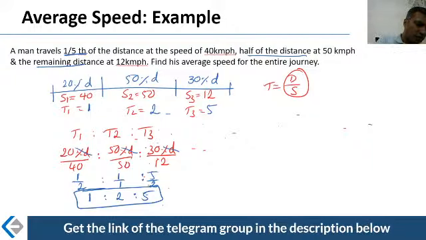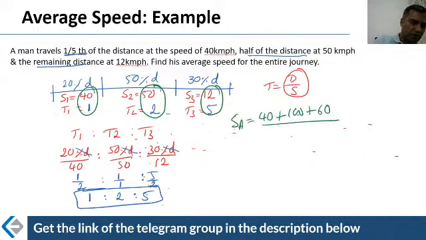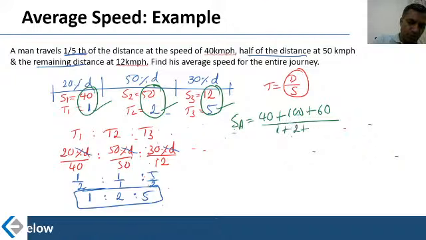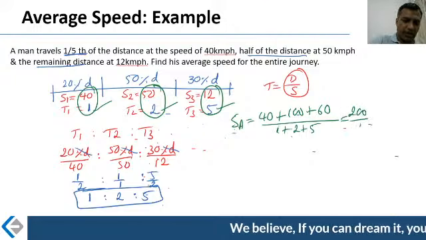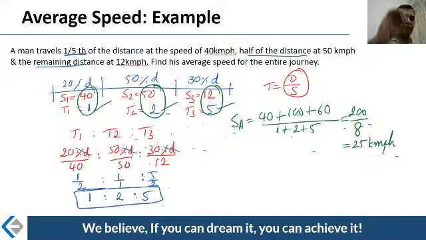That's a ratio. Therefore, average speed is 40 into 1, 40, plus 50 into 2, 100, plus 12 into 5, 60, divided by the weights, that is 1 plus 2 plus 5. This is nothing but 200 divided by 8, which is 25 kilometers per hour. That's the average speed. Average speed for the entire journey finally turned out to be 25 kilometers per hour.